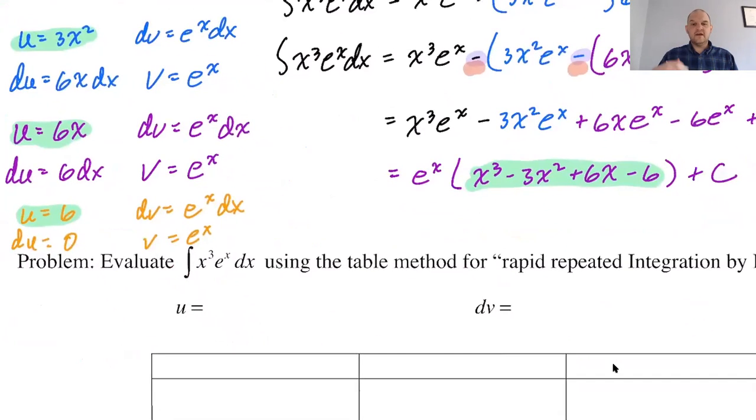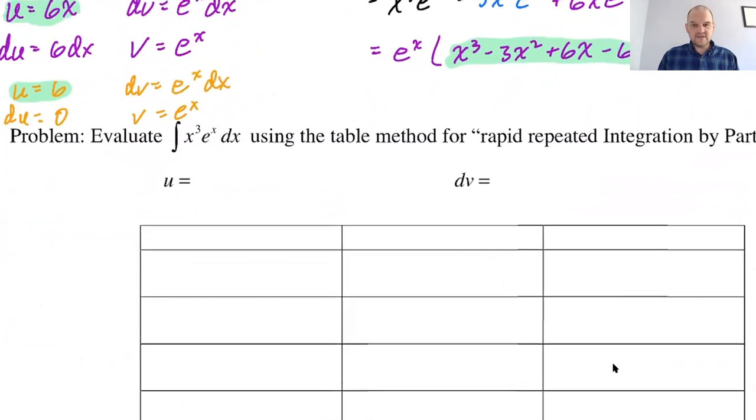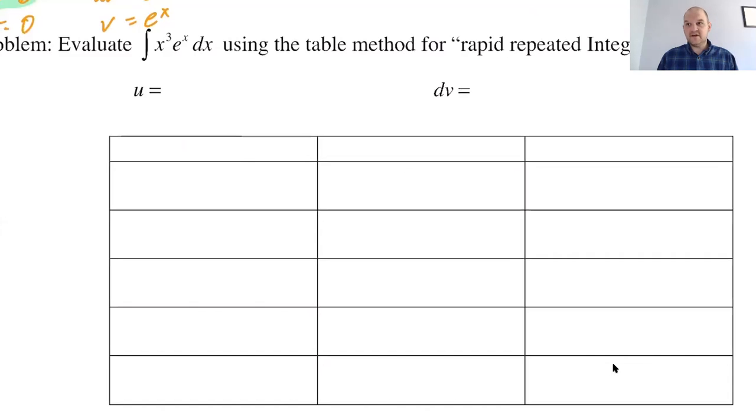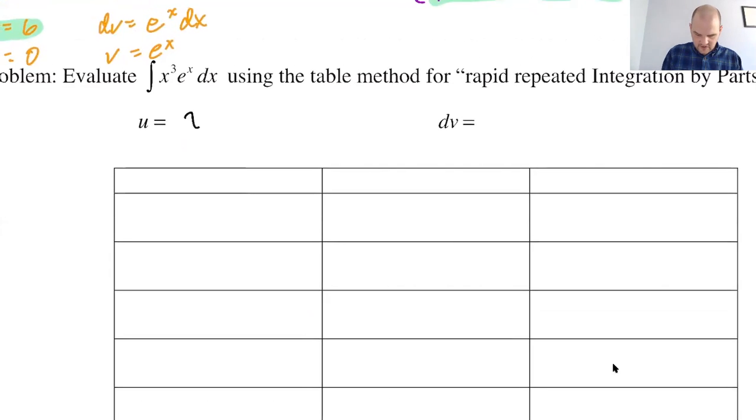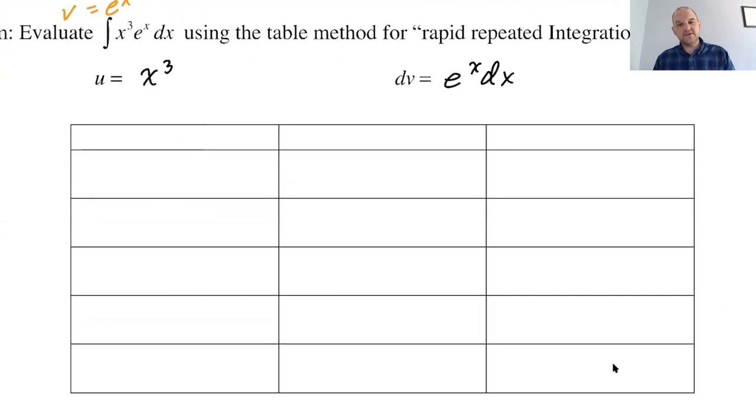There's a method. It's called either the table method or rapid repeated integration by parts, which is what I like to call it because that sounds very cool. And so let's actually do that, and we'll see how it works. So here we go. u is going to be x cubed. Now the key thing here is I'm picking dv as e to the x dx. When I make my table, I make it a little different from how most people make it, especially the stand and deliver guy, Jaime Escalante.